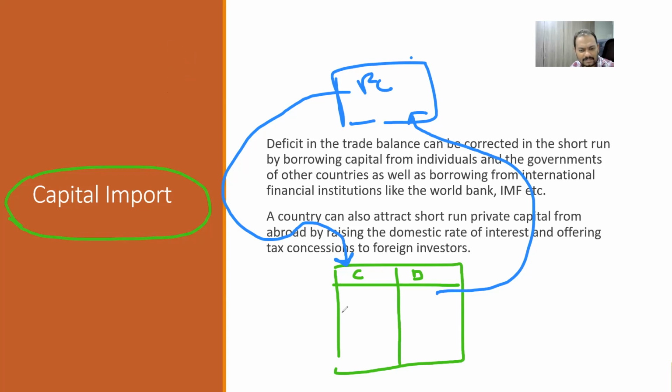Okay. Now what am I trying to explain? Try to increase the credit. Yes or no? Yes, sir. You want to correct the disequilibrium, so you should increase your credit, everyone? Yes, sir. Now how to do that? One option is capital import, my dear students.